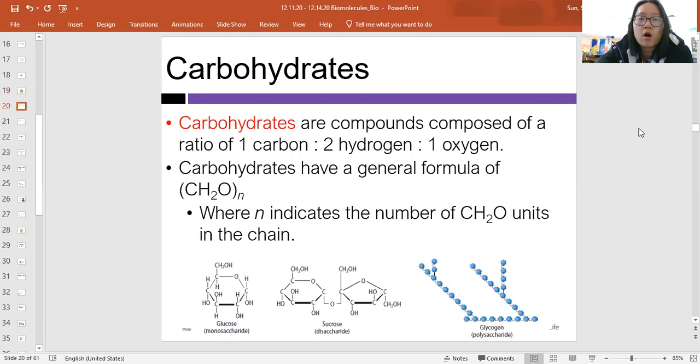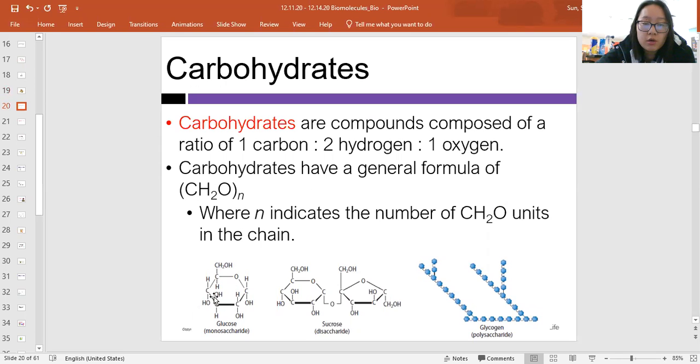Carbohydrates are compounds composed of a ratio of 1 carbon to 2 hydrogens to 1 oxygen. You saw this when we talked about photosynthesis briefly. When you see C6H12O6, that's the same ratio, and sugars are part of carbohydrates. So carbohydrates generally have a formula of CH2O, and then you multiply the whole thing by however many. If it's 6, then it's C6H12O6, for glucose.